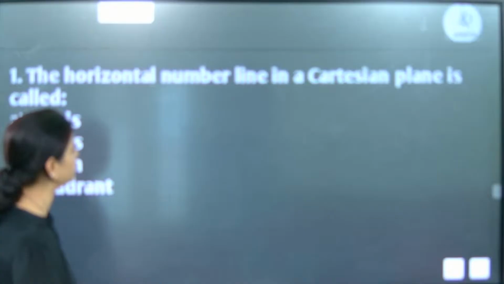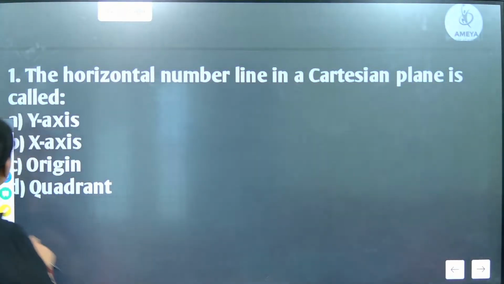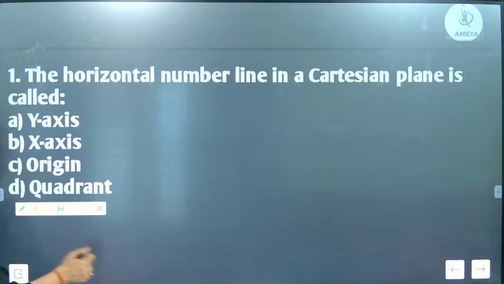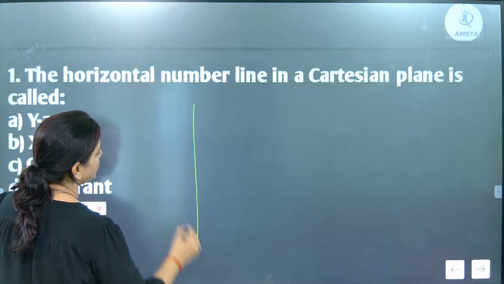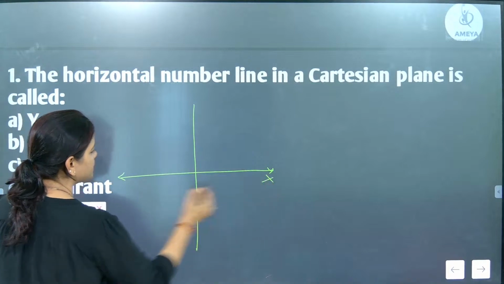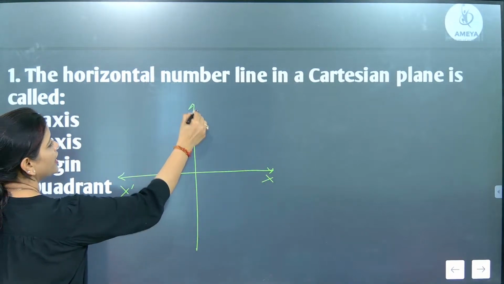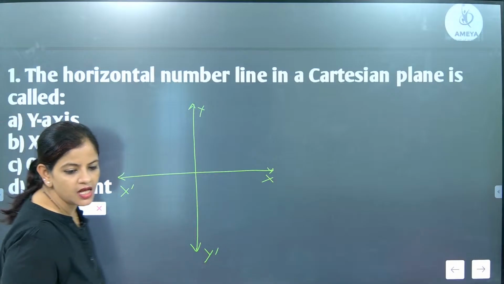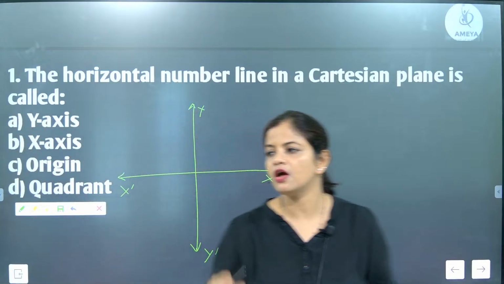Let's understand the content. First we are going to understand what it is exactly called. One by one we will do the work. Let's check this one out. So this is exactly the axis. The x-axis is called abscissa and the y-axis is called ordinate.